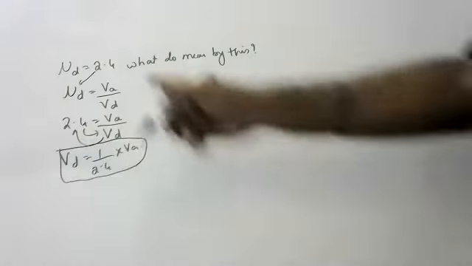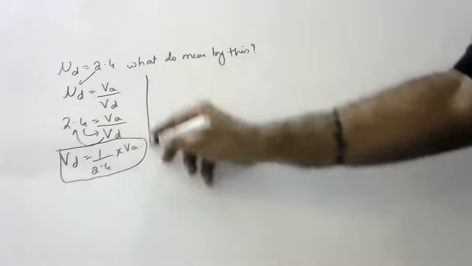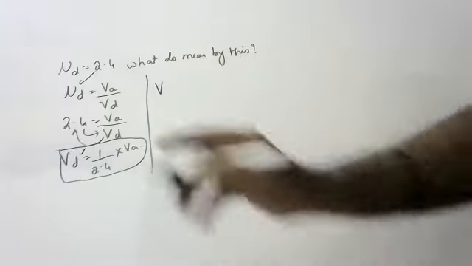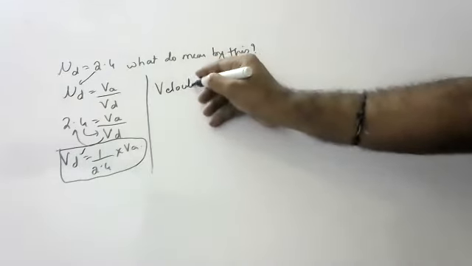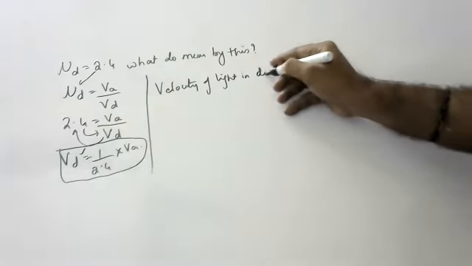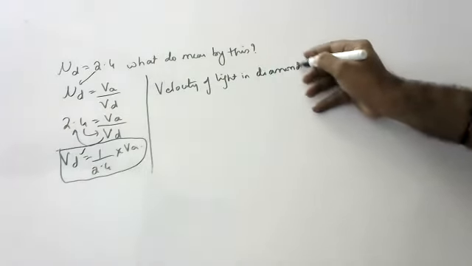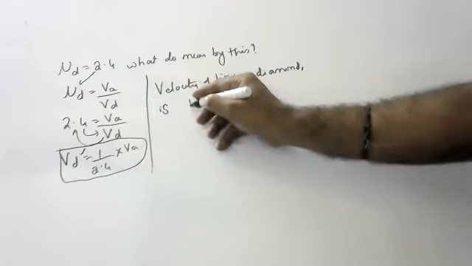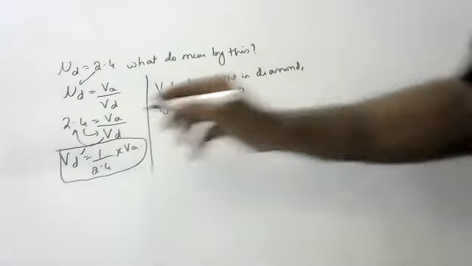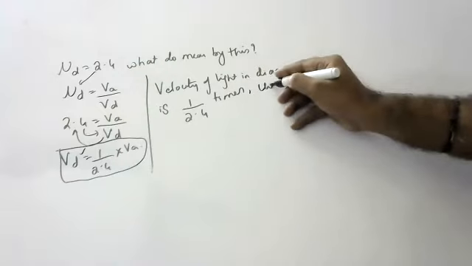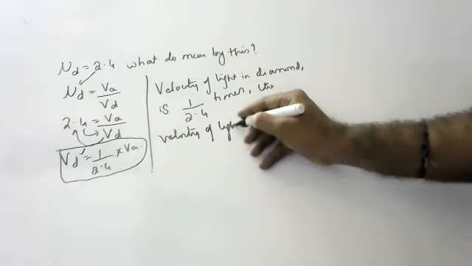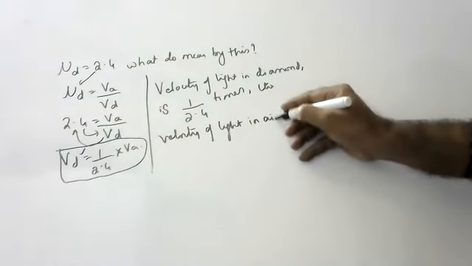Now you will write, children. First you have to do like this and you have to explain. See, velocity of light in diamond is, don't say velocity of diamond, say velocity of light in diamond. Velocity of light in diamond is 1 by 2.4 times the velocity of light in air. This is the meaning.